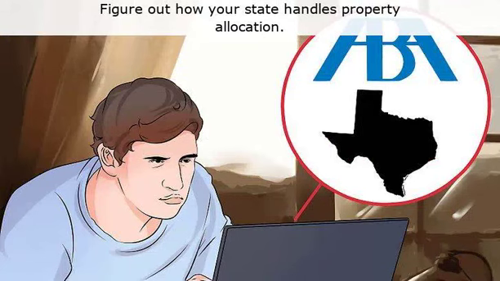Step 4. Figure out how your state handles property allocation. States differ in terms of what to do if a person mentioned in your will dies before you. Check with the American Bar Association to find out specifics for your state. In some states, if you do not change your will to account for the death of a beneficiary, the property that was supposed to go to the beneficiary automatically passes to the beneficiary's heirs. In other states, the beneficiary's heirs do not recover the property, which is combined with the rest of the estate and distributed among the living beneficiaries.